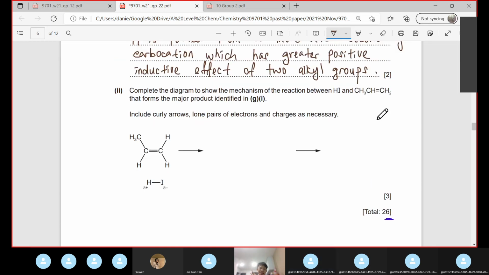If I say so, if you are given this type of question, it is actually good for you as mechanism. It is a very easy way for you to score. There is no tricky part when it comes to mechanism. They always follow the same rules.